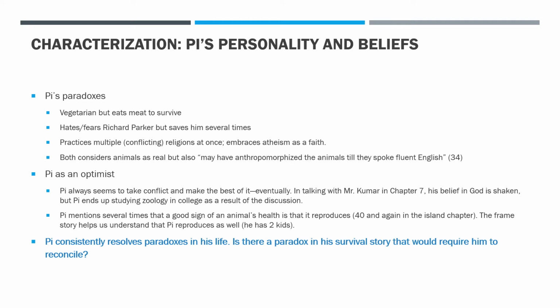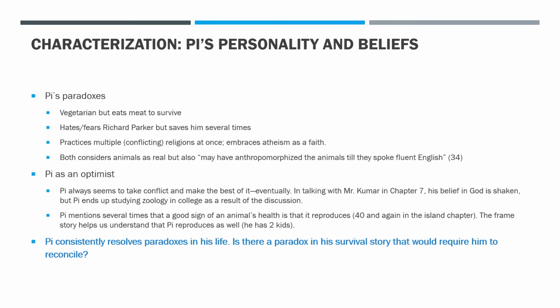But he's also very optimistic. And one of the reasons I like ending with Pi, the novel, is that it's just very optimistic after some sort of grim pieces that we've read over the course of the year. He's always optimistic. He takes conflict, and even if it's really bad at first, he tries to make the best of it. So, talking with Mr. Kumar in chapter 7, we analyze this passage. His belief in God is shaken, and he doesn't understand how this teacher he really respects could be an atheist, but he does end up reconciling that and studying zoology in college as a result.